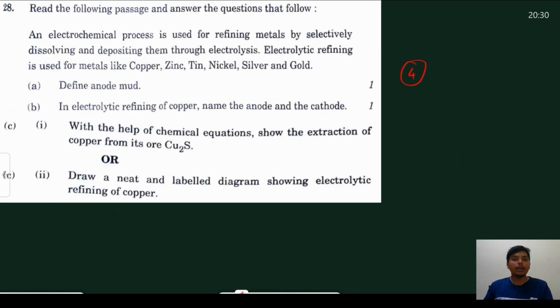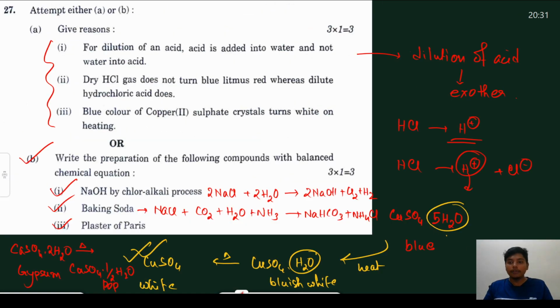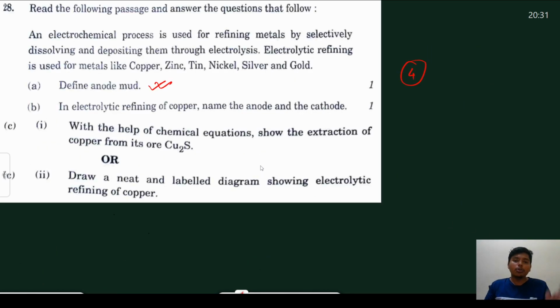Okay, so here, an electrochemical process used for refining metals by selectively dissolving and depositing them through electrolysis. Electrolytic refining is used for metals like copper, zinc, tin, nickel, silver, gold. In the third chapter, you know. Now define anode mud. First question, define anode mud. It's a very important question. What is anode mud?